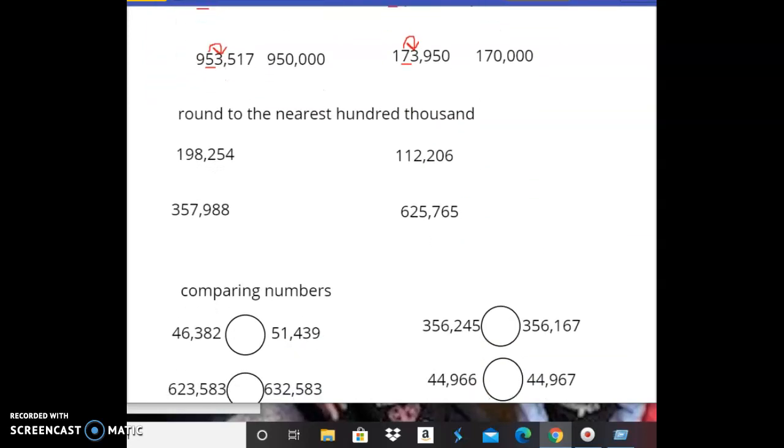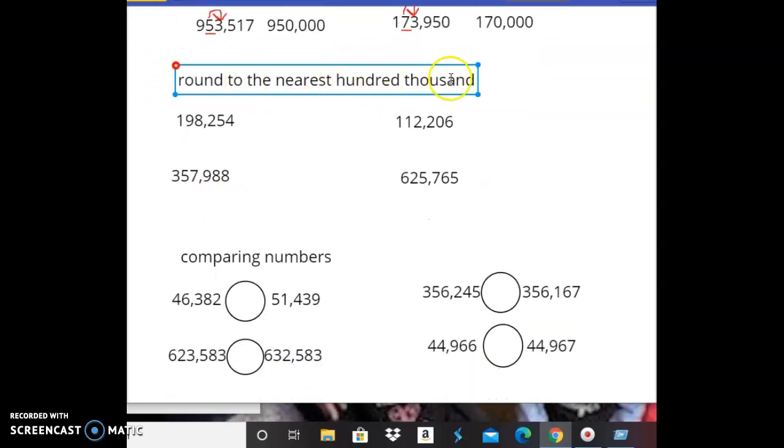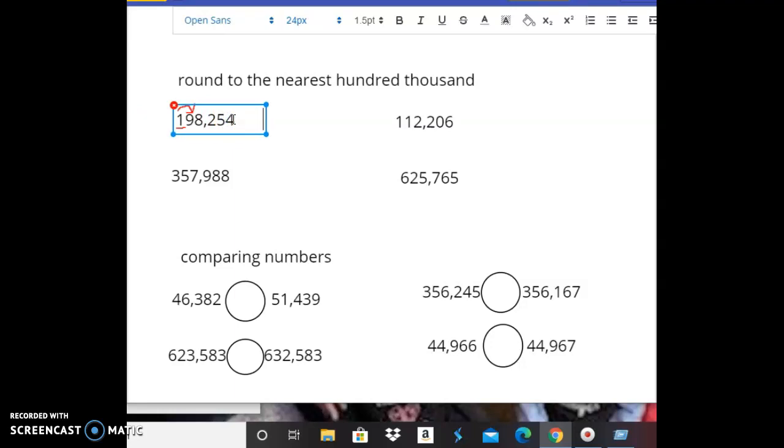Okay, the next one here, we're going to round to the nearest 100,000. So the 1 is in the 100,000s. We're going to look at the 9. Again, the 9, is it telling that 1 to rest or let it soar? So 5 or more, let it soar. The 9 is 5 or more. So the 1 has to become a 2, and everything to the right becomes a 0.